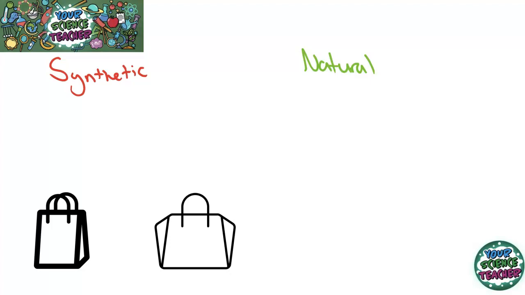So the first thing we're going to look at is two different types of resource: synthetic resources and natural resources. Let's take, for example, these two bags down here. Now over here I have a paper bag, which is classed as natural, and over here I have a plastic bag, which is classed as synthetic material. Now the reason why the paper bag is natural is because it's come from trees, and trees obviously come from the ground, they're planted, and this comes with its advantages.